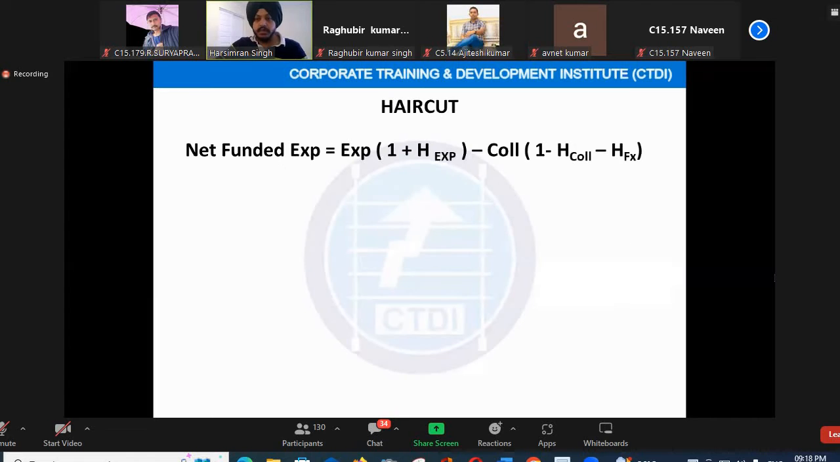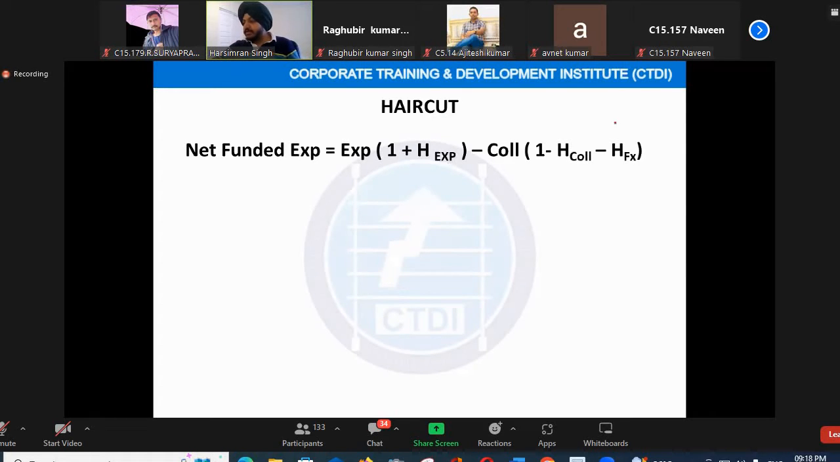Please note down this formula for haircuts. Net funded exposure is equal to your exposure value multiplied by 1 plus haircut on exposure. Suppose your exposure is 100 and haircut on exposure is 25%, 0.25. So this will become 100 into 1.25. This will become 125. Is that clear? Note down this thing.